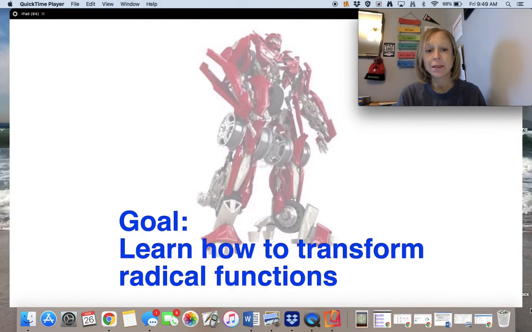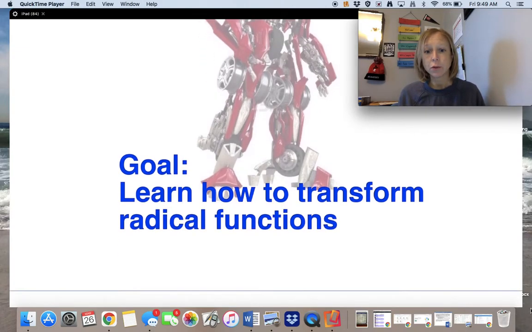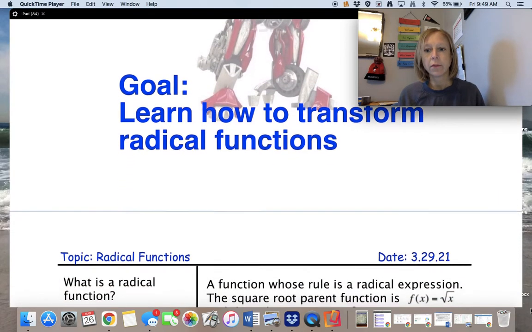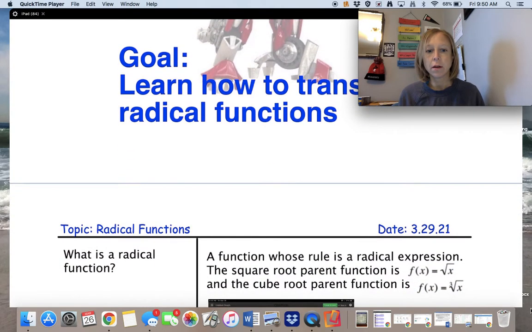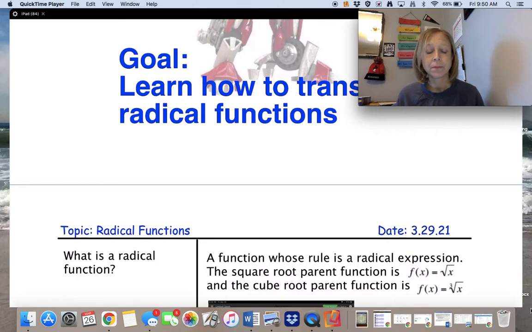So our last topic this quarter is learning how to transform radical functions. Now before we get into the actual transformations, first let's define what radical functions are and look at their graphs. So our question is, what is a radical function? It's a function whose rule is a radical expression.